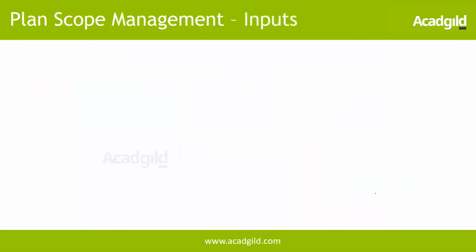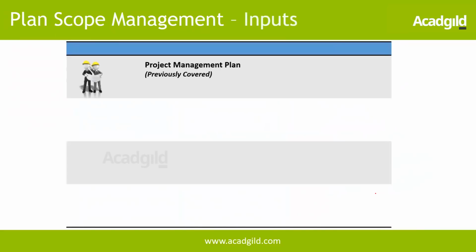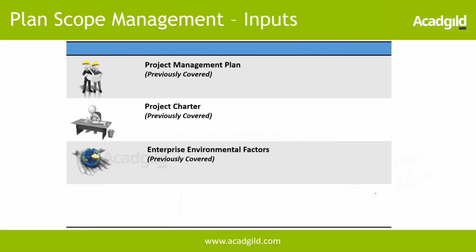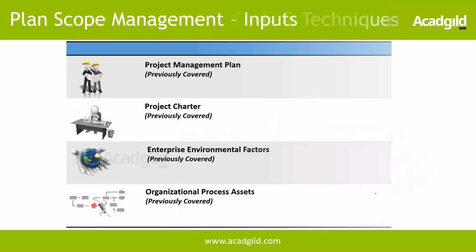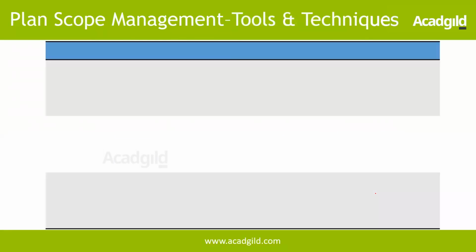So let's look at the inputs of plan scope management: project management plan, which we have already discussed, project charter, EEF and OPA. And let's get into the tools and techniques. Again, expert judgment. So we have all the inputs like project charter, project management plan. So the project manager looks into that, gets a judgment, as well as talking to the experts. Meeting with all the key stakeholders and trying to see what needs to be done there, how to create a project scope statement, scope management plan.